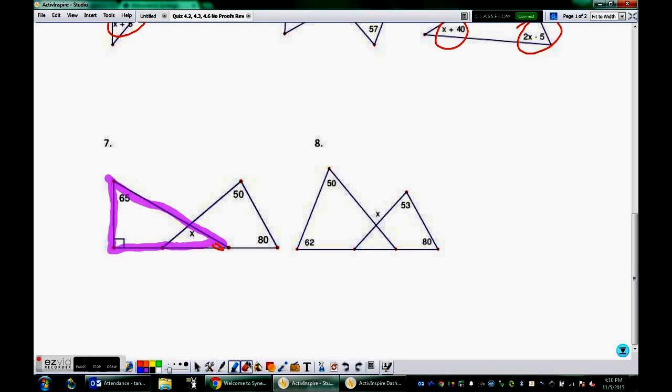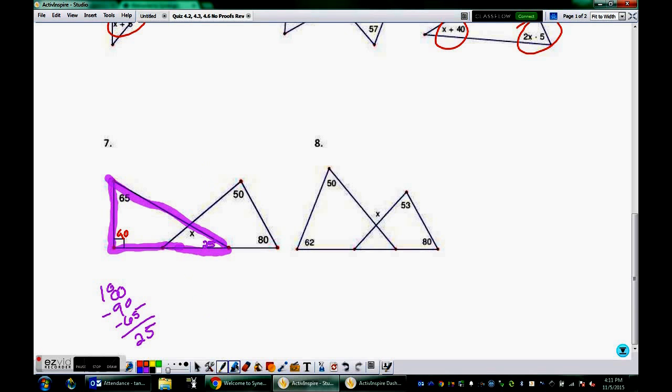I'm going to erase a little bit of the highlighter mark here. So I've got 90 plus 65 plus this angle has to be 180 degrees. Okay, I'm going to put a little purple dot there. So I've got 180. I'm going to subtract out the 90, subtract out the 65, and you should be left with this little purple angle is 25 degrees. Okay.